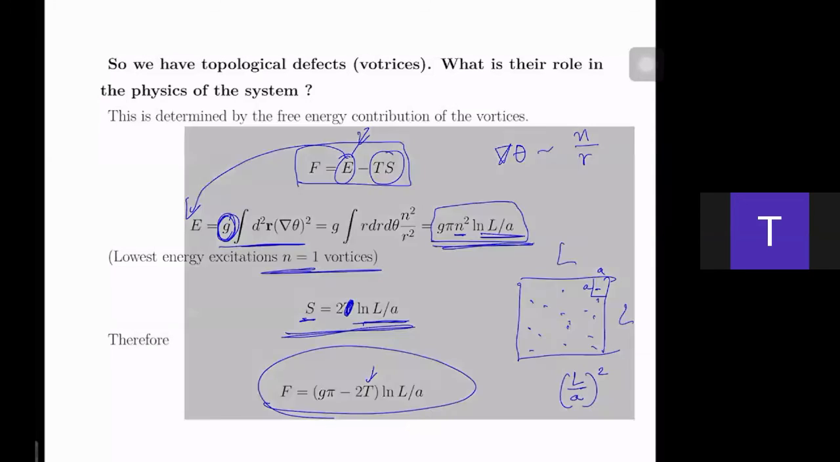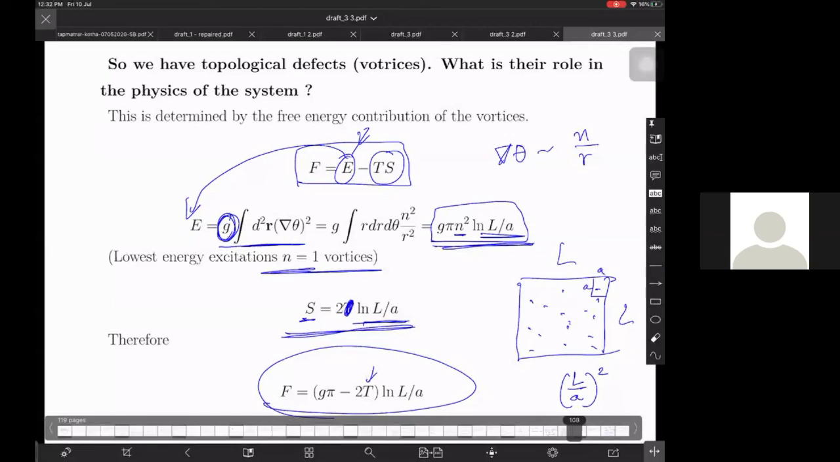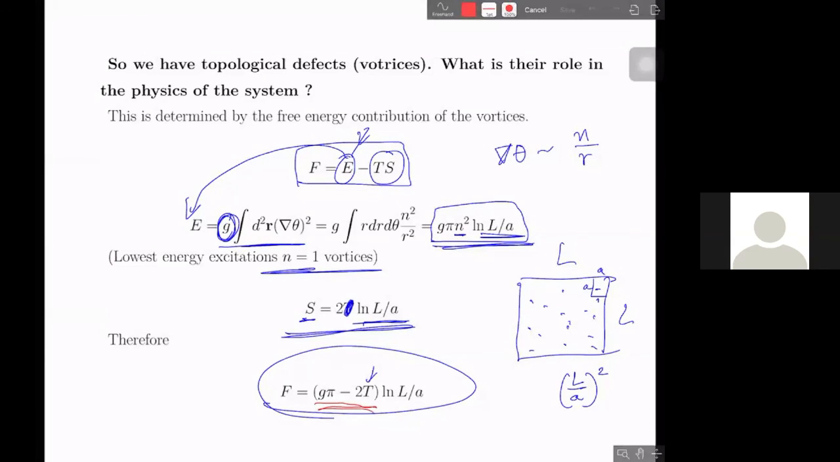So basically, you want to see when this coefficient changes sign. If it is positive, then having a vortex is free energetically not good. Whereas if it is negative, I want to have all the vortices I can. And the capital L over here is the system size, the IR scale.